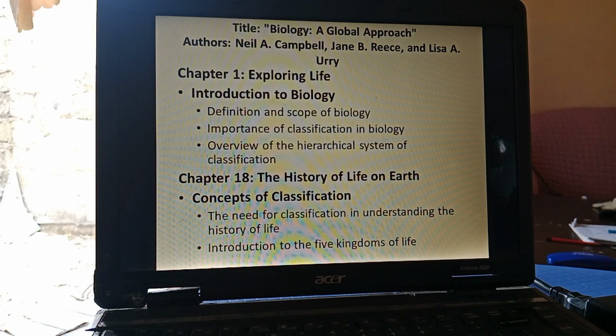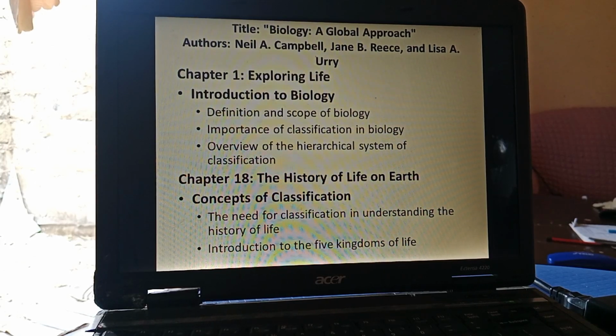hierarchical system of classification. Then, in that book again, you jump now and go to chapter 18, the history of life on Earth, where you have now the concepts of classification, the need for classification in understanding the history of life, and introduction to the 5 kingdoms of life. So chapter 1 and chapter 18, in the Kenyan context, we are trying to combine. In this book it is chapter 1 and chapter 18, but in the Kenyan reference book it is chapter 3.